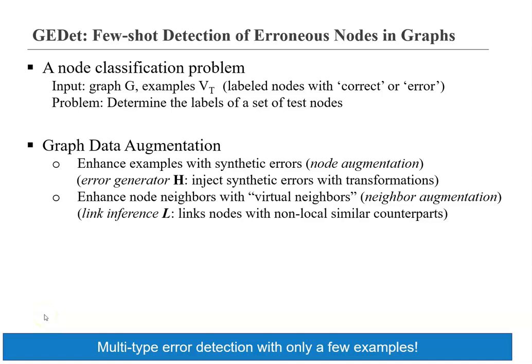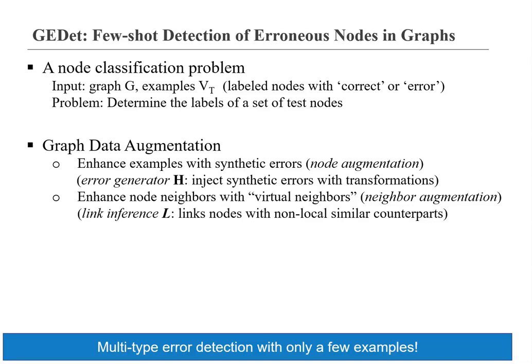We demonstrate GDAT, a system that can detect multiple types of erroneous nodes, with only a few examples. There are several challenges of graph node error detection. First, erroneous nodes are characterized by more than one type of errors, such as violation of data constraints, misspelling. Such a diversity cannot be fully captured by a single model. Secondly, it is often difficult to obtain a full set of correctly labeled examples over real large graphs.